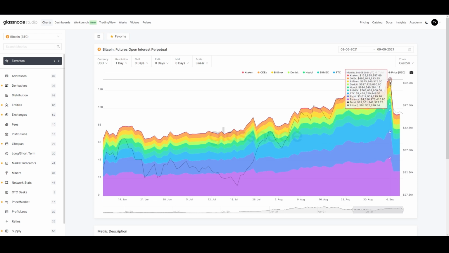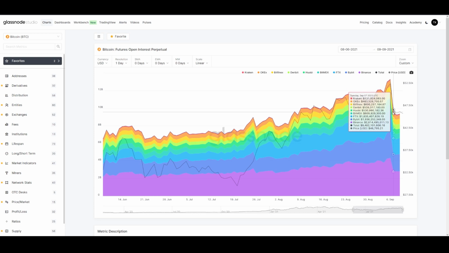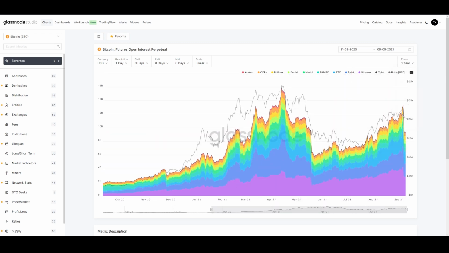By the end of September 7th, futures had fallen to $9.4 billion from the $13.3 billion they began at, which is about a 28 or 29% drop. That is a large drop, and it's one of the bigger ones we've seen this year.